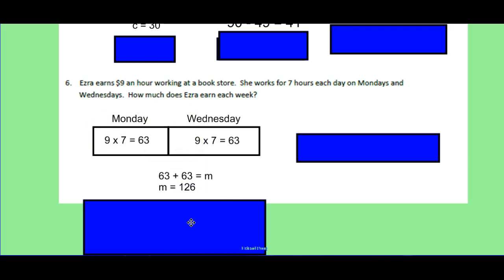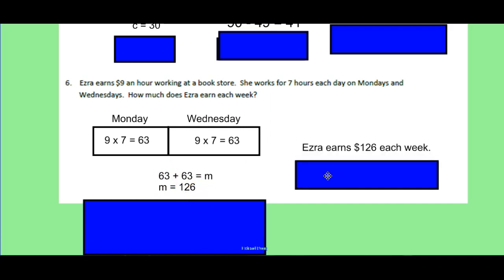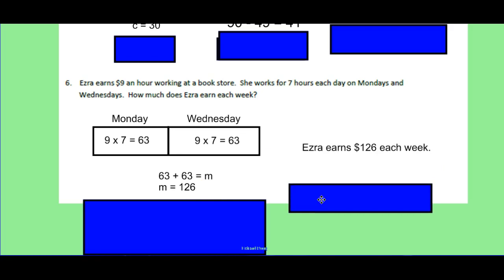So that tells me that now I have to take 63 and 63 and add them together. And I put that it was equal to M, because we were trying to find out how much money she was earning. So when I have 63 and 63 adding together, it gives me 126. So the sentence needed to say that Ezra earns $126 each week.